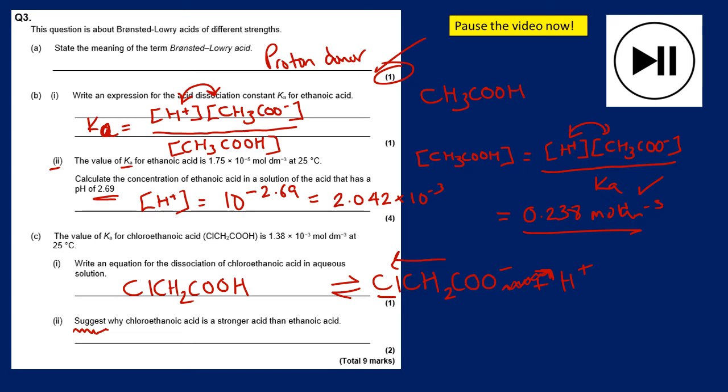Because chlorine is more electronegative and it's electron withdrawing or electron pulling, it means that that proton is more easily donated. Now you might think, how was I supposed to know that? But actually the question's telling you the proton is more easily donated. You've just got to come up with a logical explanation as to why. And the fact that chlorine is more electronegative, that's your way in.